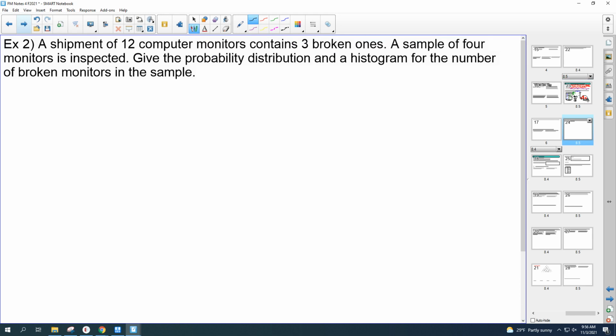Number 2, a shipment of 12 computer monitors contains 3 broken ones. A sample of 4 monitors is inspected. Give the probability distribution and a histogram for the number of broken monitors in the sample. I think this one's kind of tough to read, so let's really break it down. Let's start with the random variable. Anybody know what it is?